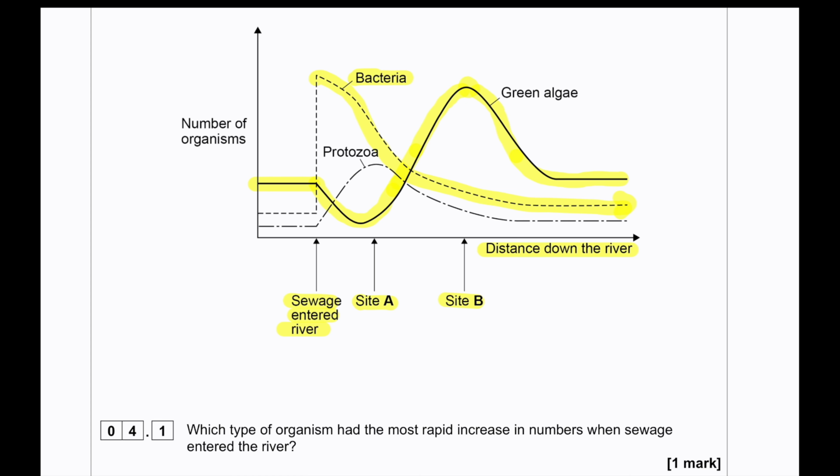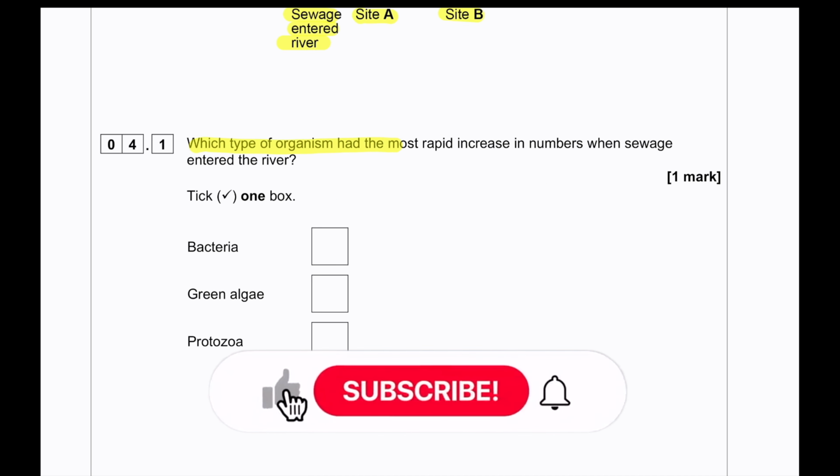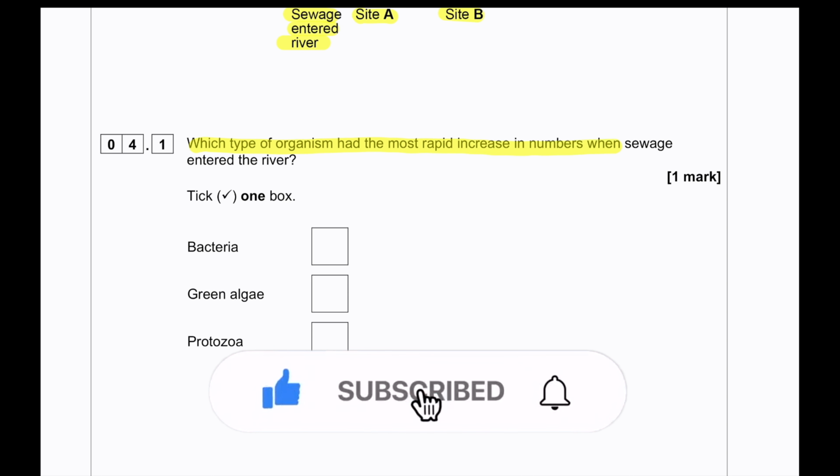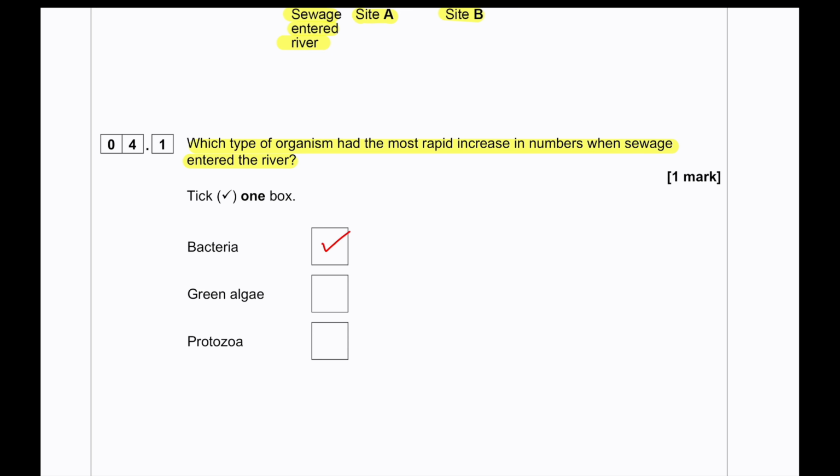The number of protozoa before the sewage entered was low, but increased immediately after the sewage entered the river, and then after crossing site A, the number decreased slowly, returning to normal as it crossed site B. Which type of organism had the most rapid increase in number when sewage entered the river? From that explanation, we can see bacteria.